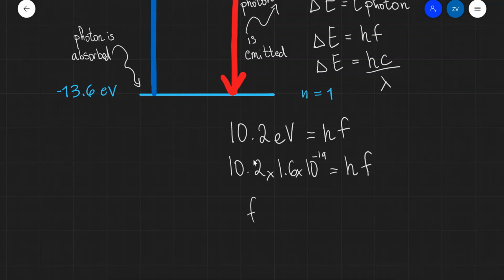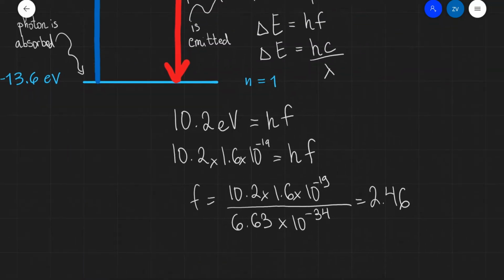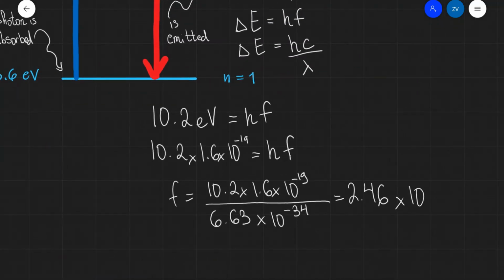This means that the frequency of this photon will be equal to 10.2 times the elementary charge, 1.6 times 10 to the power of minus 19, and we're going to be dividing that by Planck's constant, which is 6.63 times 10 to the power of minus 34. And if we put that into a scientific calculator, we are going to get about 2.46 multiplied by 10 to the power of 15 hertz.